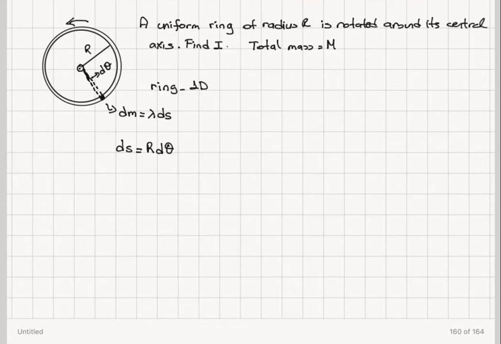So 2 pi r will be the circumference. For an angle of 2 pi, we have 2 pi r arc length. For an angle d theta, we have r d theta arc length. So my dm is going to be lambda r d theta. Now the moment of inertia is the integral of r squared dm. The rotation axis is the central axis, so my r is capital R, the radius of the ring. So it will be the integral of r squared lambda r d theta, and I have to cover all angles.